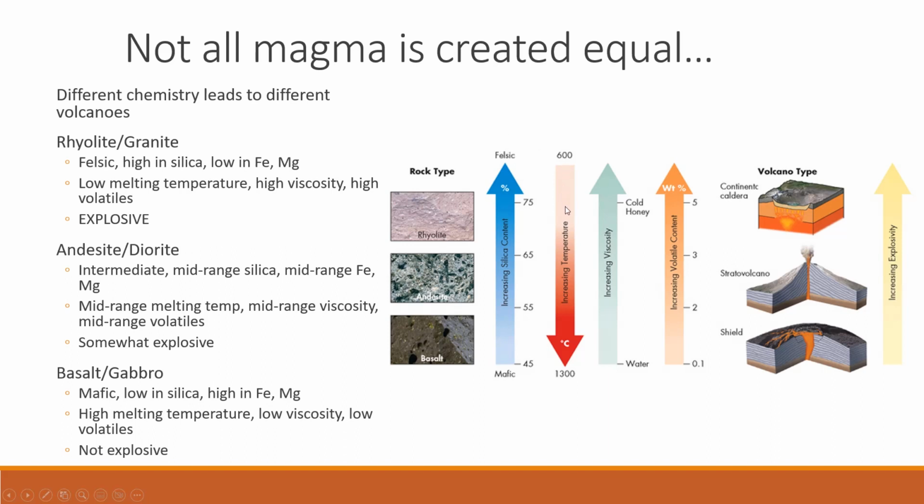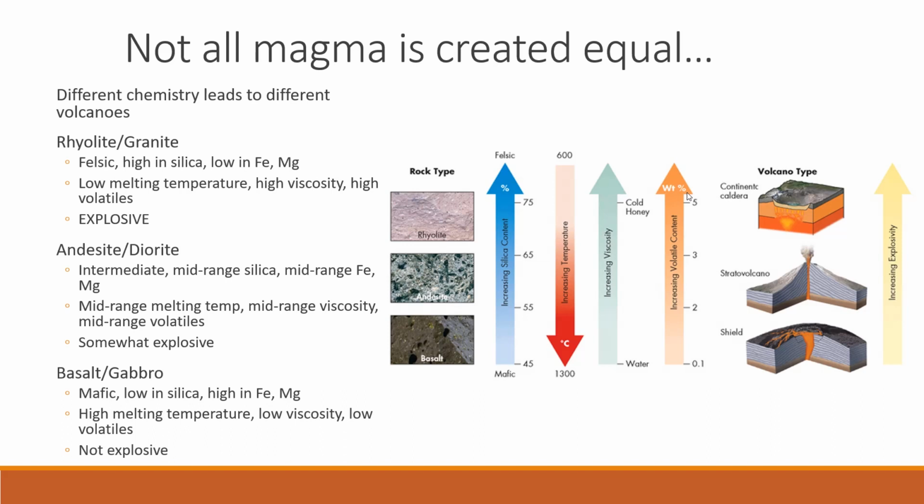This red arrow is the melting temperature, so they are the lowest melting temperature. The mafics are the highest melting temperature. The green arrow is viscosity. Those felsic magmas are the highest viscosity. And then this orange arrow is volatiles. The felsic magmas tend to have the highest volatiles. So all these things combined together means that they tend to be extremely explosive. You have big eruptions with these type of volcanoes.